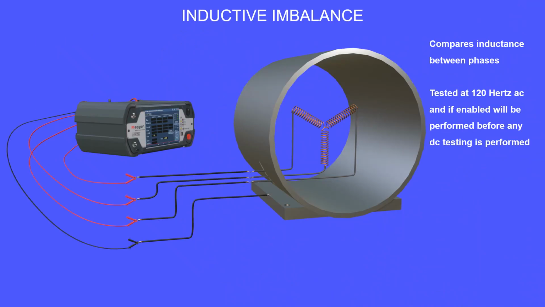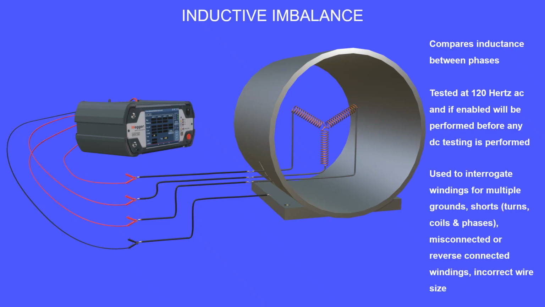Inductive imbalance: compare inductance between phases. The test is run at 120 Hz and, if enabled, will be performed before any DC testing is performed. Inductive imbalance is used to interrogate windings for multiple grounds, shorts, misconnections, even incorrect wire size.